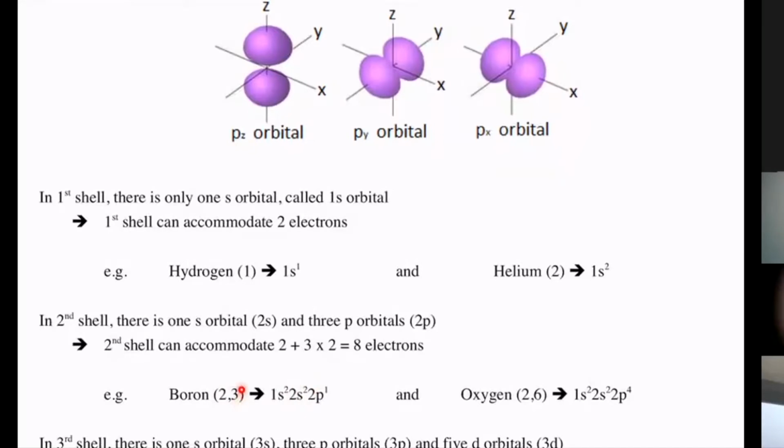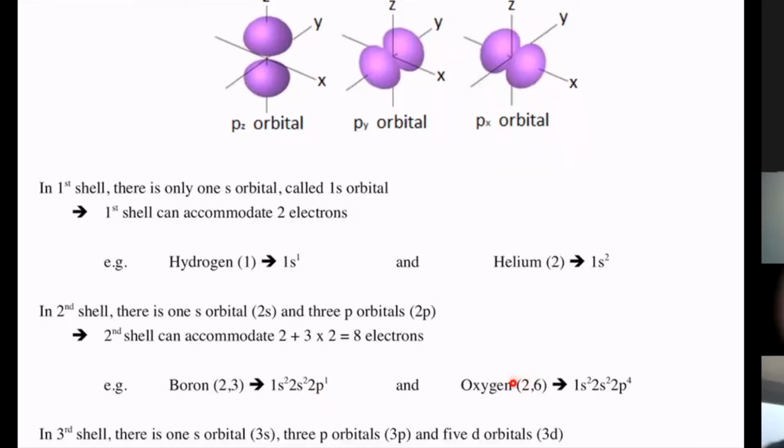Okay, and then because there are 3 electrons in total in the second shell, the next one we're going to put in the 2p orbital. Here you don't know whether it's put in 2pz, 2py, or 2px, so we just write 2p in general. Okay, and then for oxygen, 2, 6, that's the electron arrangement. So let's see how we could write the electron orbital configuration.